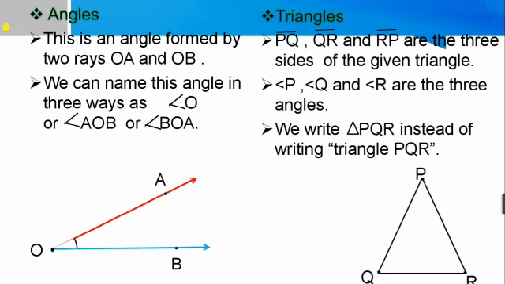Next term, triangles. Triangle is the smallest polygon having three sides and three angles. PQ, QR and RP are the three sides and angle P, angle Q, angle R are the three angles of the given triangle. We write the symbol triangle PQR instead of writing triangle PQR in words.